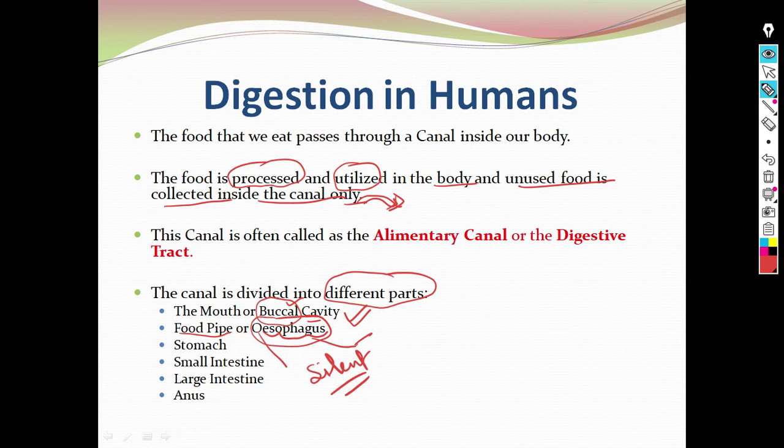Clear? Now stomach. After the esophagus, food will go to the stomach. After the stomach, it will go to the small intestine. Then it will go to the large intestine. And from the large intestine, the undigested part will be excreted out through the anus. So these are the different parts of the human digestive system. We are going to study it in detail.